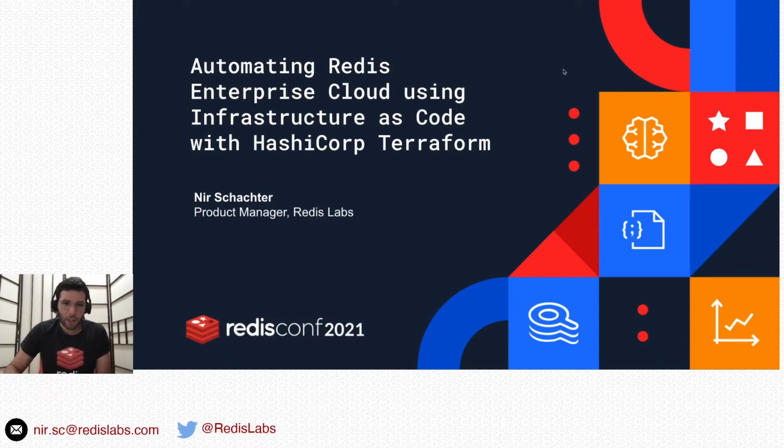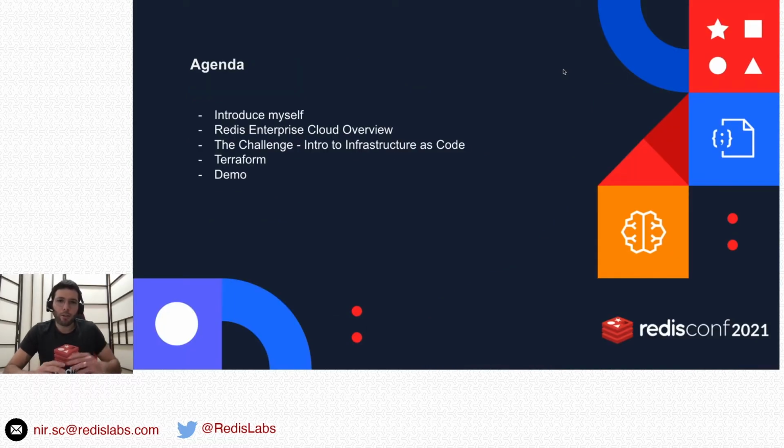My name is Nir Schachter and I'm a product manager at Redis Labs, and today I'm going to speak to you about how to automate Redis Enterprise Cloud using infrastructure as code with HashiCorp Terraform. I'm going to start with a quick introduction of myself, then we're going to do an overview of Redis Enterprise Cloud, and speak about the challenge that cloud developers have and how infrastructure as code solves it.